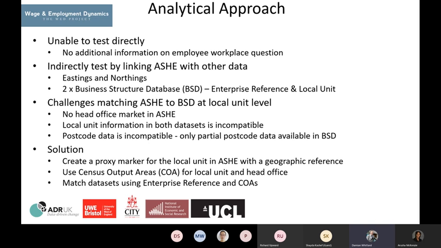We wanted to match the enterprise reference level. This is akin to the head office, and we use this as a head office marker, and we wanted a geographic location for that. However, in the BSD, in the last few years, the second half of the postcode has been omitted, and therefore we need to find another way to match it geographically, and we use the census output area. The census output area is the smallest unit for which census data is available and accounts for, on average, about 125 households, so a fairly good approximation to the postcode itself.